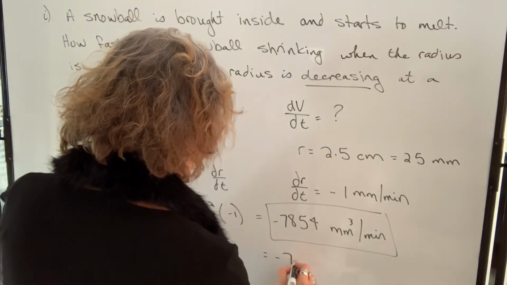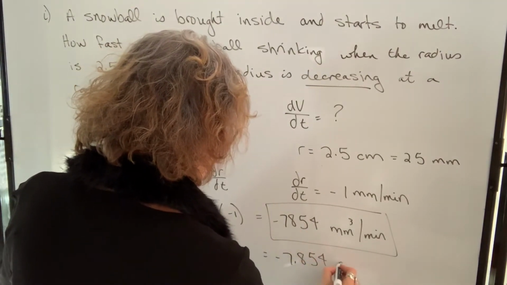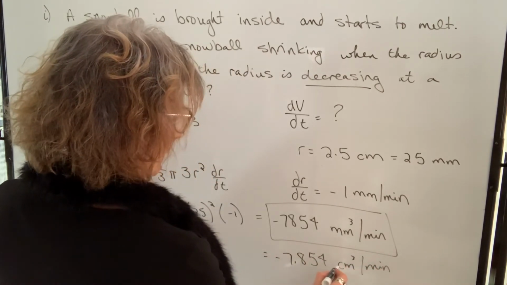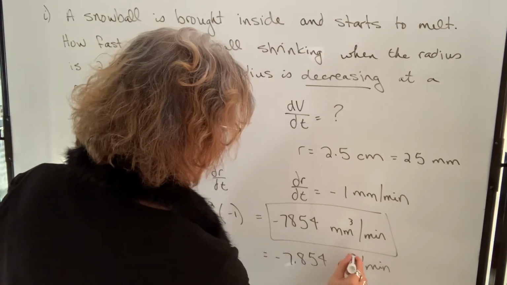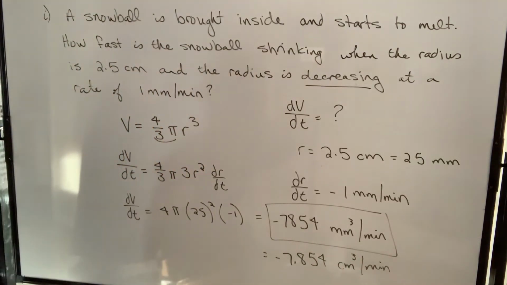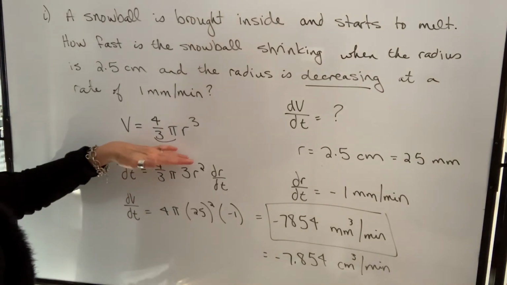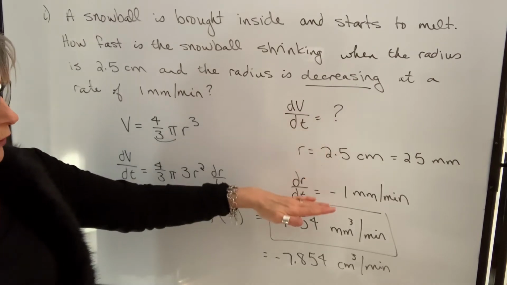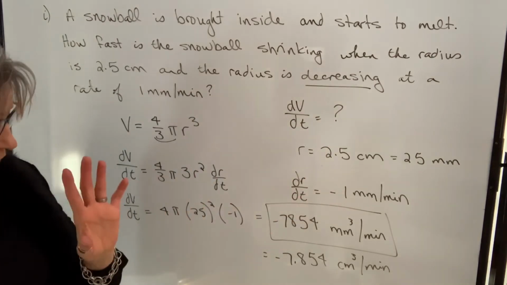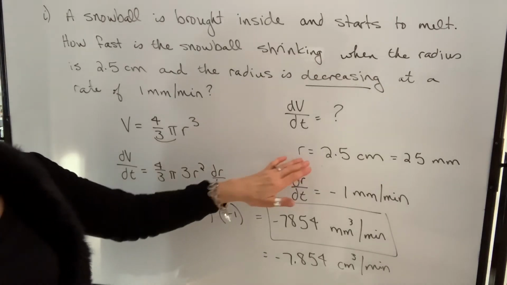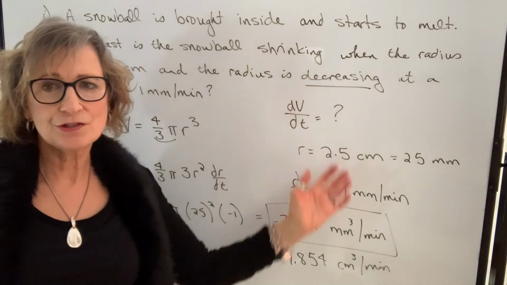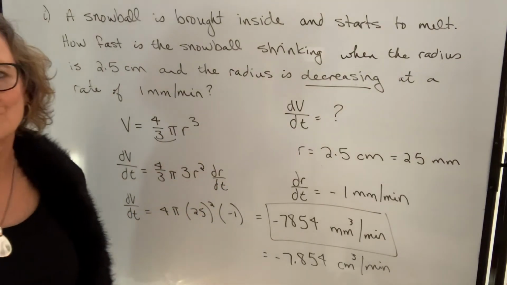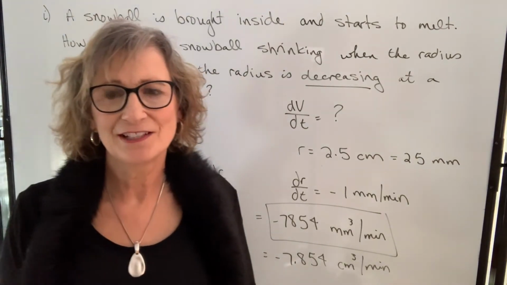If you did this in centimeters, you would get -7.854 cubic centimeters per minute. So there's lots going on. Remember to differentiate with respect to time. Figure out what rate of change you want to find and which one you're given. Sometimes you'll be given more than one, which we'll get to later, and any other values that are given. Make sure your units are consistent, and then put those values in after you differentiate. Let's take a look at another example.